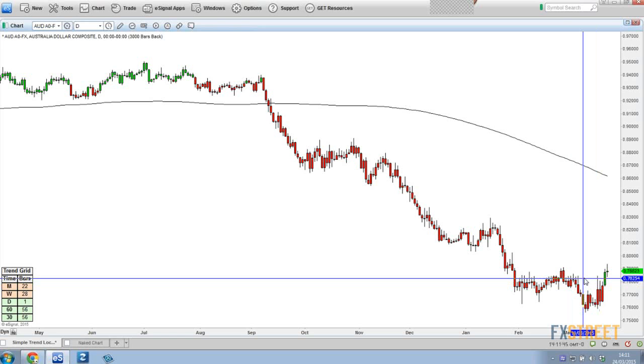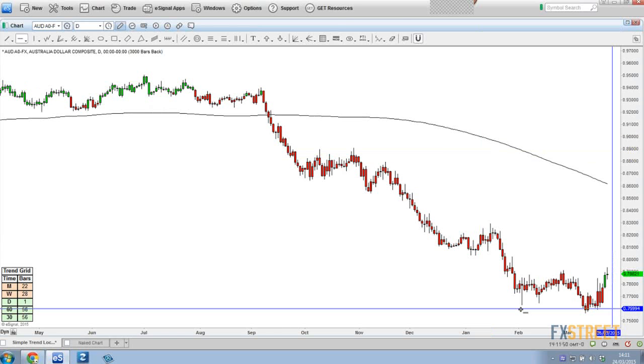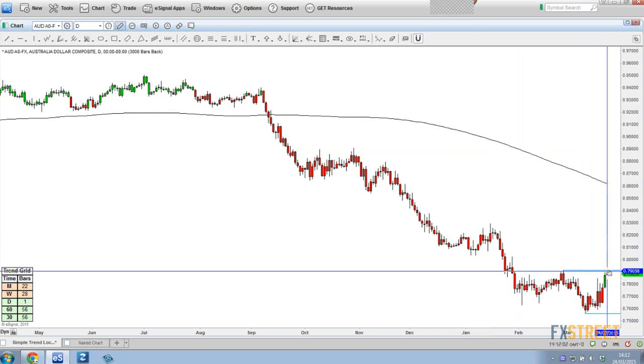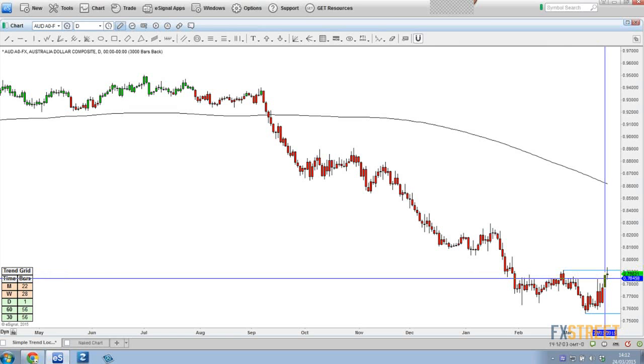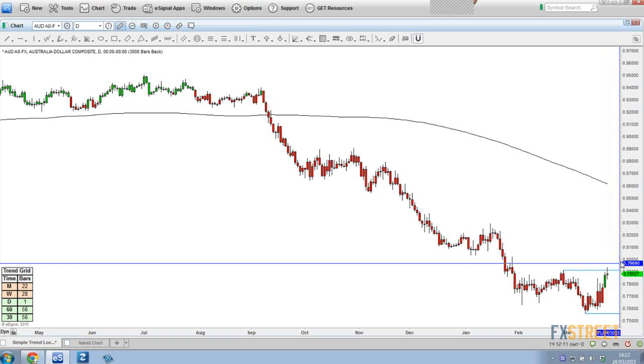what we have is an area of resistance and we have an area of support. So price is basically stuck in this consolidation area. We can see that today's bar so far has produced an indecision. It's tried to break through and it's come back down. So this resistance level is currently holding strong. Directly above that, we've got the round number 0.80.